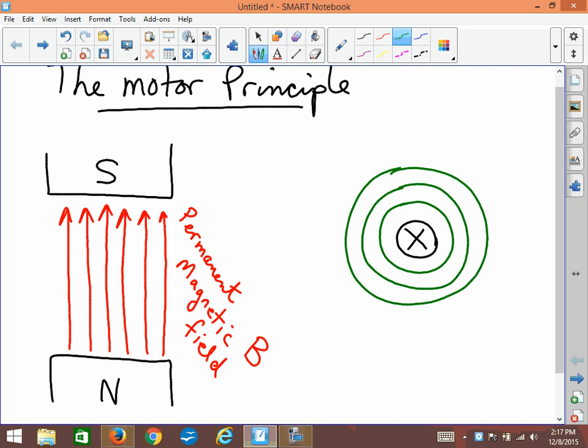We can draw it as concentric circles, something like this. And we can see from our right-hand rule, our thumb points in, our fingers would wrap this way, and this field would have a direction like this. Okay, so picture number one is two magnets doing their thing. Picture number two is a wire with electricity in it doing its thing, both of which have created magnetic fields.